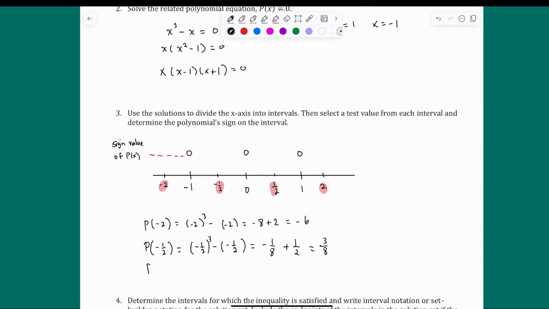Likewise, when we plug in, we know that between -1 and 0 we have positive, positive, positive, positive, positive, because 3/8 is a positive value. Now we can plug in positive 1/2, and we're going to get 1/2 raised to the 3rd power, minus 1/2, which is positive 1/8 minus 1/2, and this time we get negative 3/8.